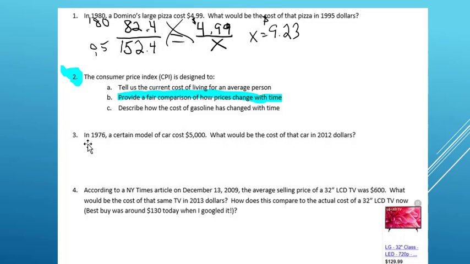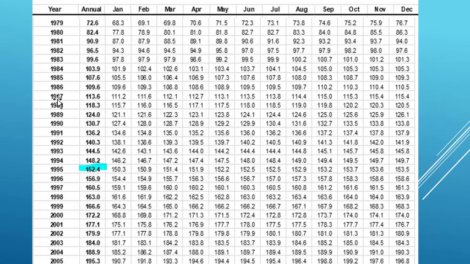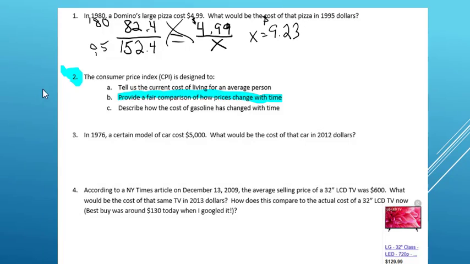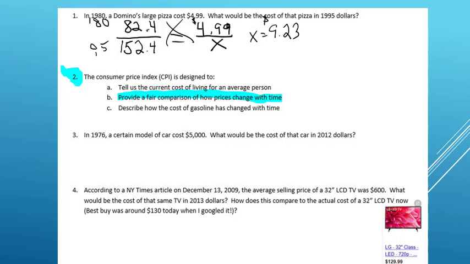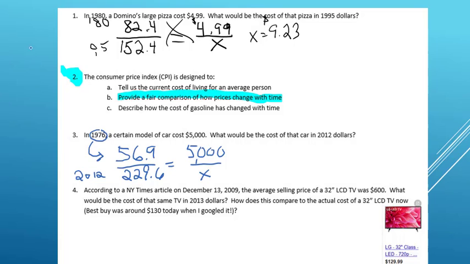So the third one says, in 1976, a certain model car cost $5,000. What would be the cost of that car in 2012 dollars? Now, as far as the car goes, we're assuming that it's going up by the rate of inflation, which the Consumer Price Index checks, right? So we're going to find both 1976 and 2012 from our table. And I'll write those up there. So here is our rate from the CPI table.